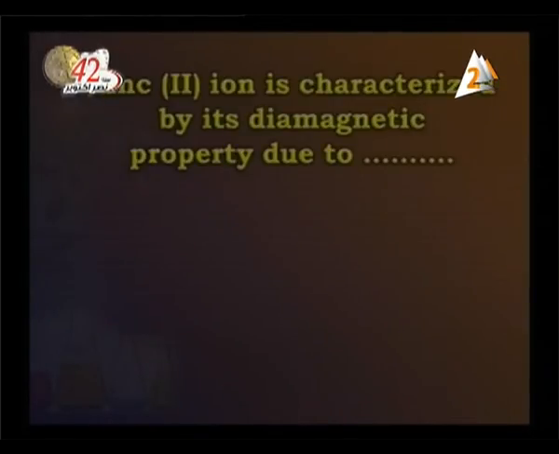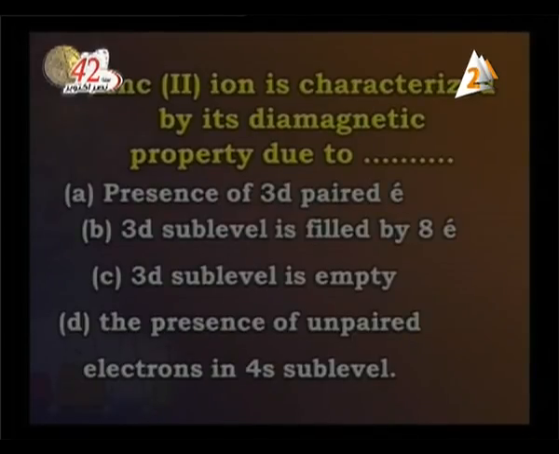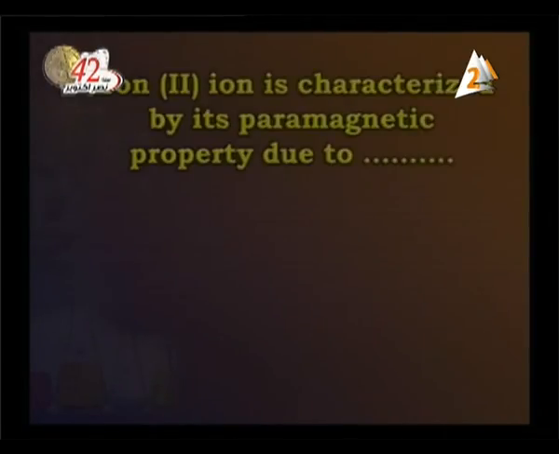Next point. Zinc 2 ion is characterized by its diamagnetic property due to what? Presence of 3d paired electrons, or 3d sublevel is filled by 8 electrons, or 3d sublevel is empty, or the presence of unpaired electrons in 4s sublevel. If you think about it, my dear student, you will find the answer: the presence of 3d paired electrons.